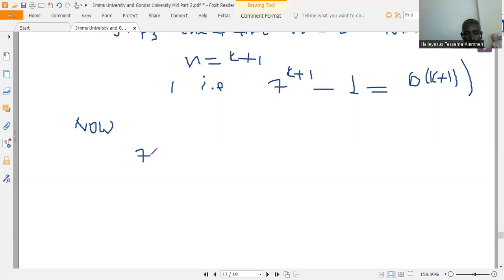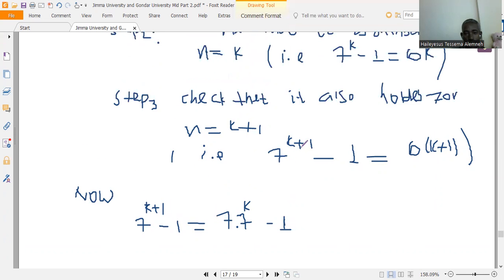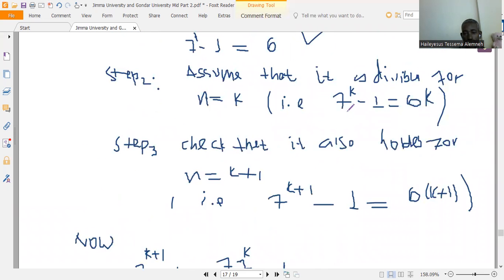So now let's start from this one. 7 the power of k plus 1 minus 1 is equal to 7 times 7 the power of k. We can write this one: 7 the power of k can be written as 7 times 7 the power of k minus 1. And from the assumption we have said that it's true. So from this one, 7 the power of k can be written as 6k plus 1.